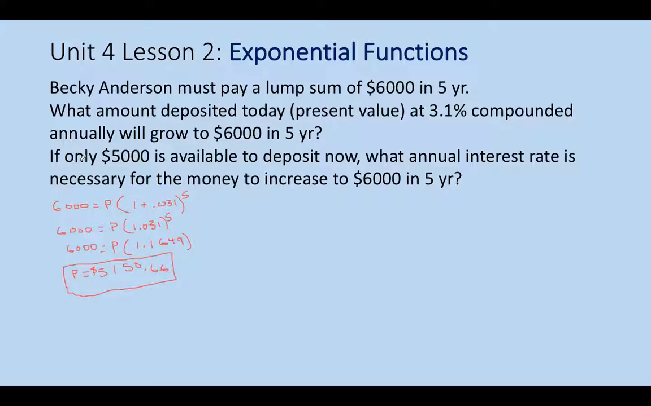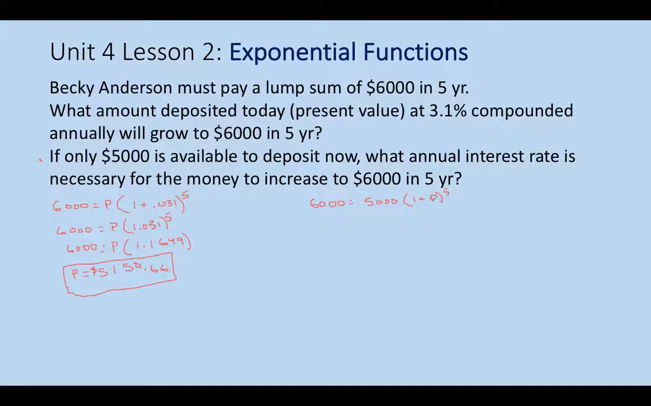Let's see. So this next part, if she only has $5,000 now, she needs $5,150, but she only has $5,000. What annual interest rate should she invest in? So she's going to have to increase the rate that she gets in order to make that $6,000. So here's how this one will go. We'll say, all right, she needs that final amount to be $6,000. She only has $5,000 to invest now, so that's the principal. 1 plus the rate, well, this time that's the variable that we need to figure out. The time is still 5 years.